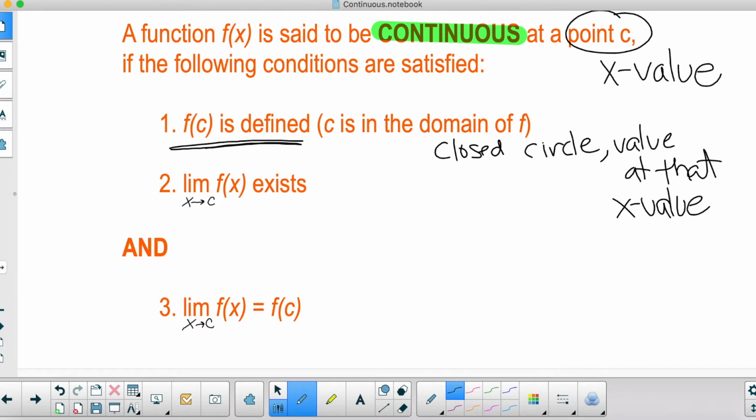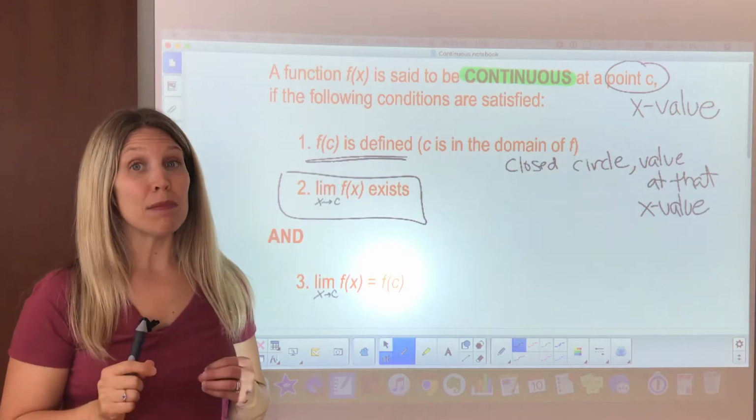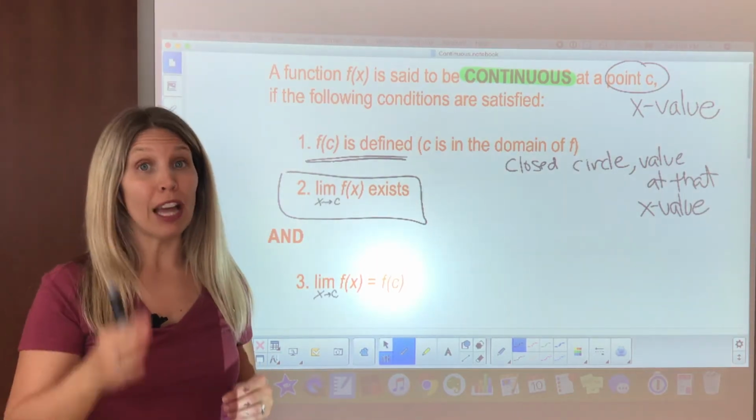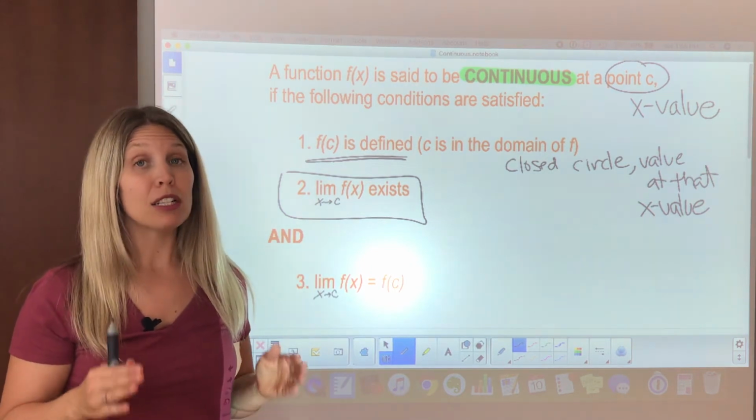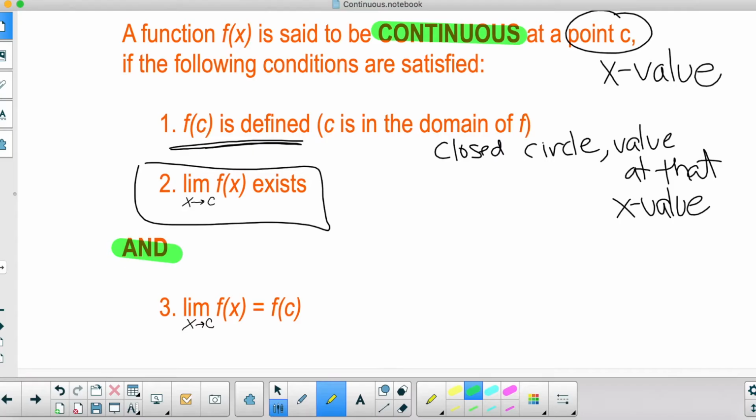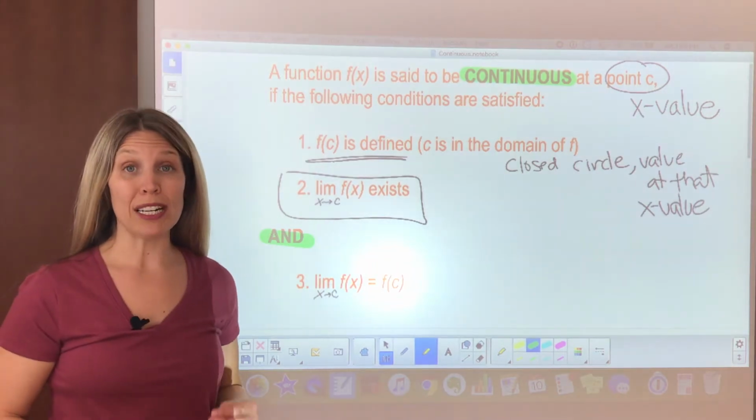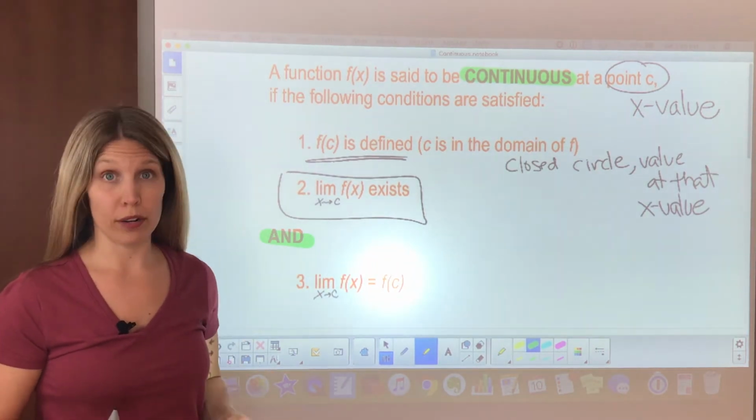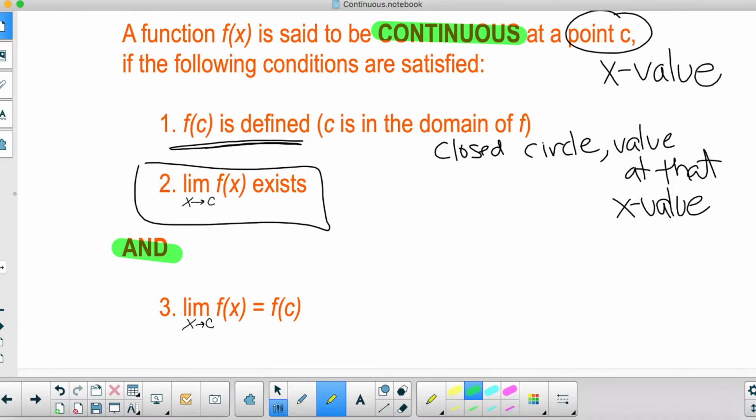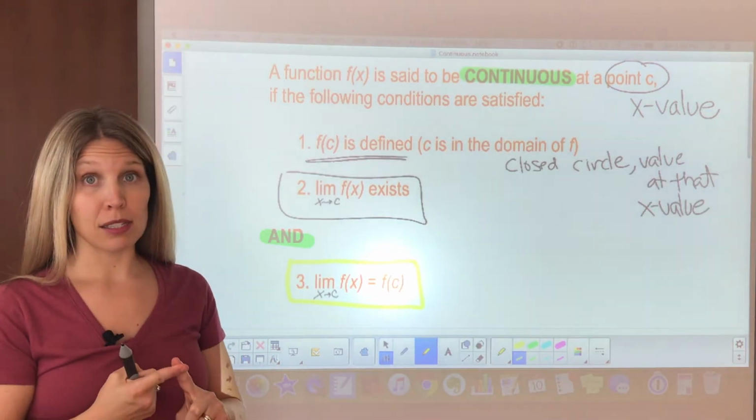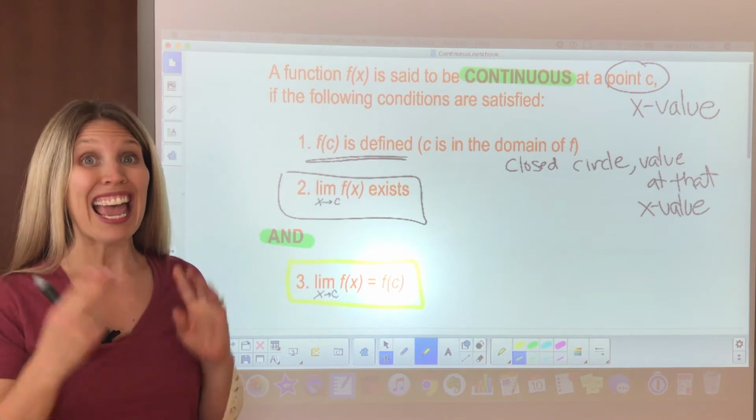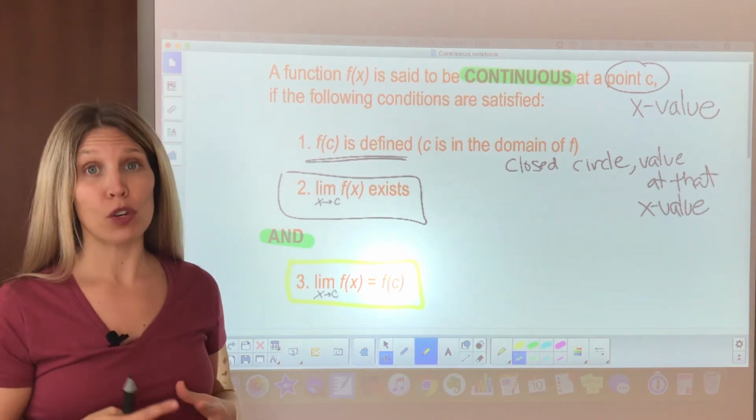Then the second thing is the limit must exist, which again means you have to check the limit from the left-hand side and the right-hand side to make sure that limit exists. And this point is key. It can't just have one of these. It has to have all. The last piece that it must have is that the limit and the value must be equal. So your value has to exist, your limit has to exist, and they have to be the same thing for you to have a continuous function.